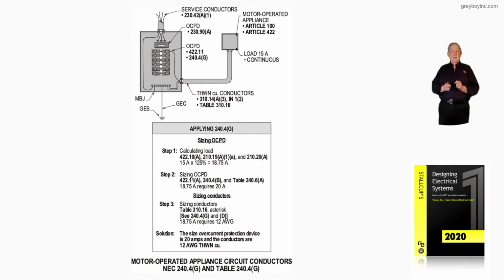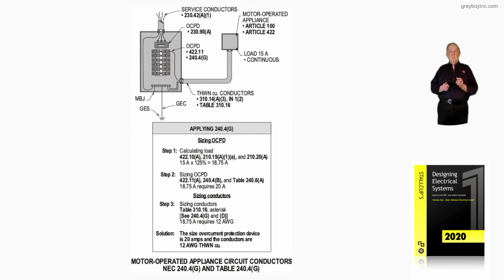But we do not have a correction factor problem here for routing it through a temperature higher than 86 degrees Fahrenheit overall. We do not have over 3 current carrying conductors, so we don't have to have a derate based upon that. So those items would not apply.